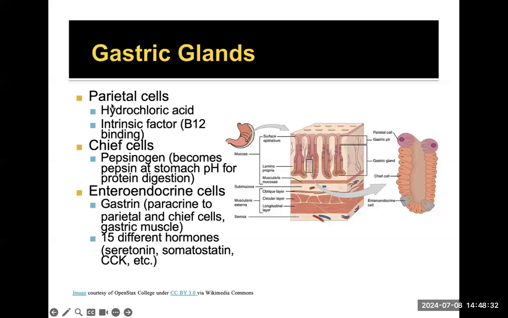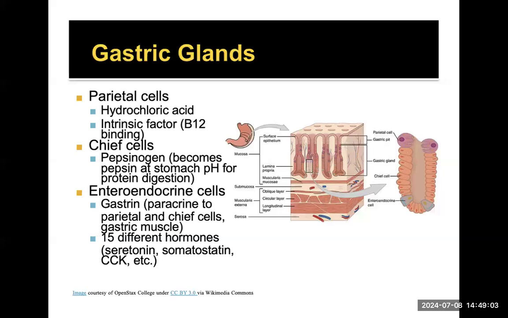So you have the mucus neck cells, then you have the parietal cells. The parietal cells are going to make hydrochloric acid, which contributes to the acidity of the environment. Then they also release what's called an intrinsic factor, which helps with vitamin B12 binding. And then the chief cells in the stomach are going to help by releasing pepsinogen. Pepsinogen is going to be converted into pepsin, which will help digest proteins.